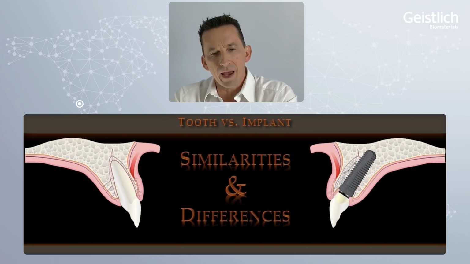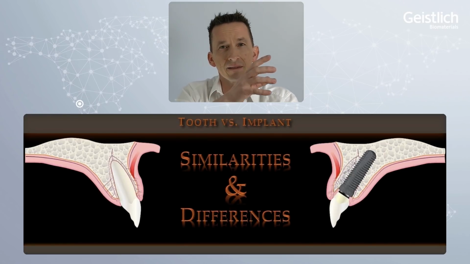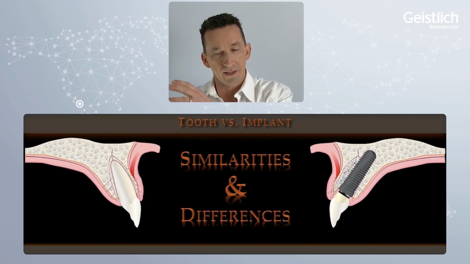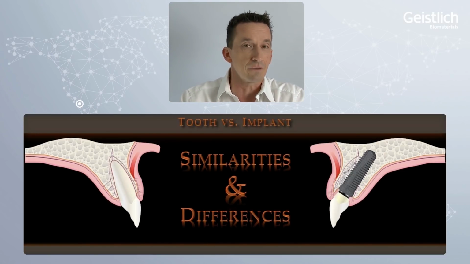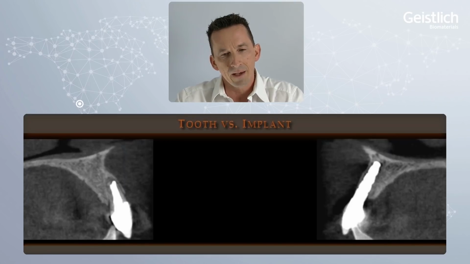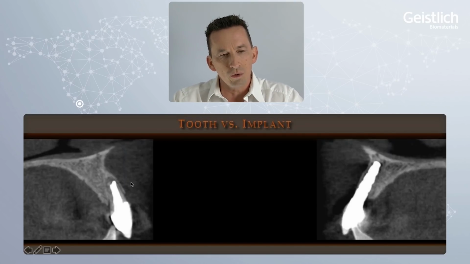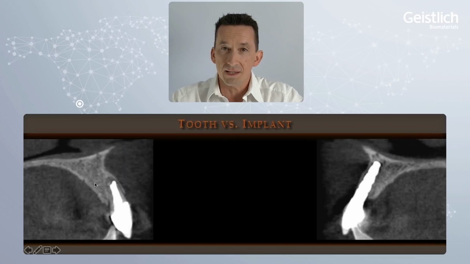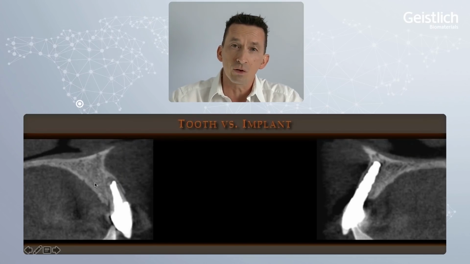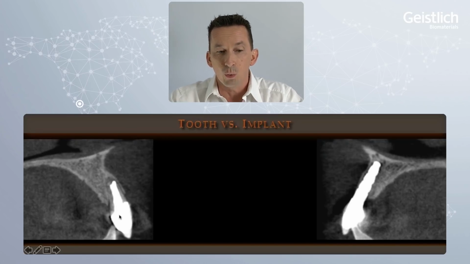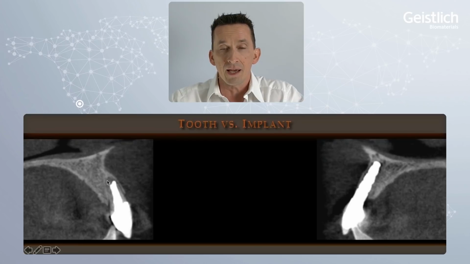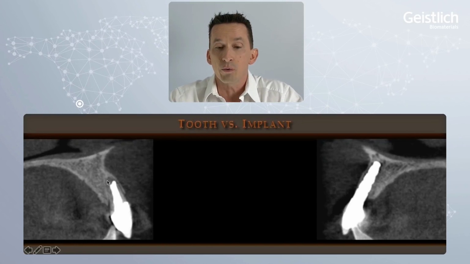If we compare on one side a tooth, on the other side an implant, we see similarities, but we also can find differences. And let's have a look at those two cone beam CTs, which from the first glance look almost the same. We have a very tiny thin bone on the buccal side, we have a prosthetically angulated implant, and we have a crown.